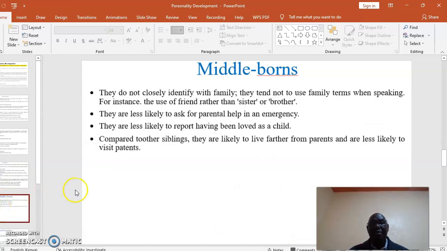Now, let's look at the middle-born children. They do not closely identify with family. They tend not to use family terms when speaking. For instance, the use of friend rather than sister or brother. They are less likely to ask for parental help in an emergency. They are less likely to report having been loved as a child, and they are compared to their siblings, and they are likely to live farther from parents and less likely to visit parents.